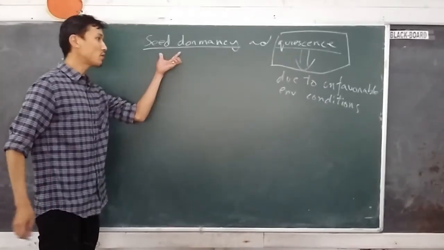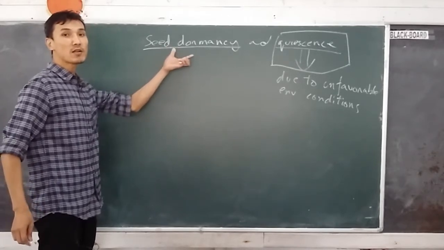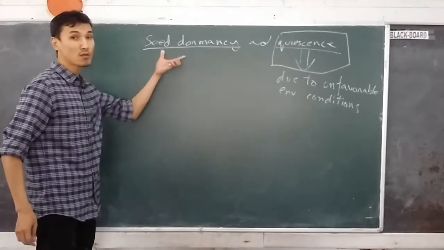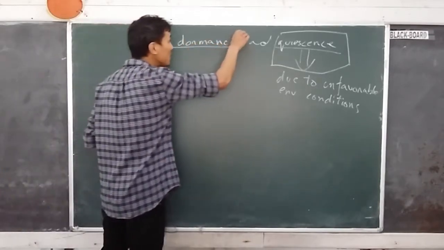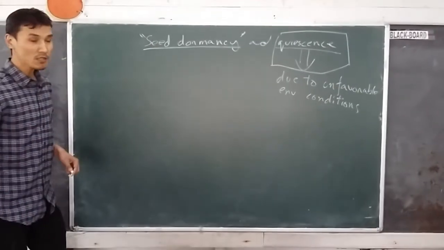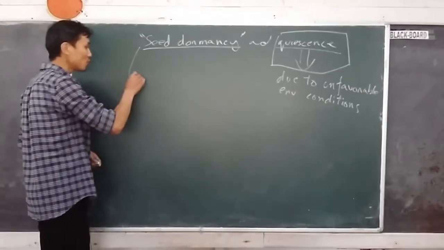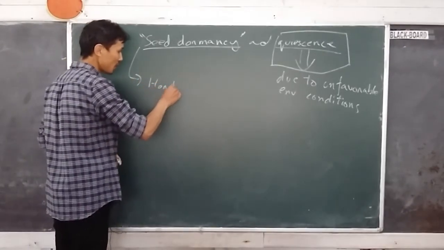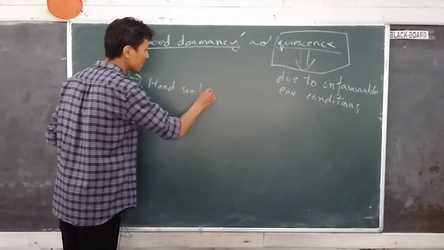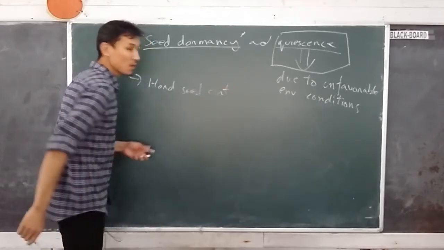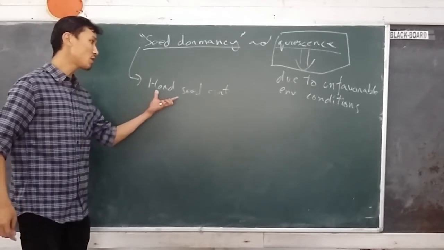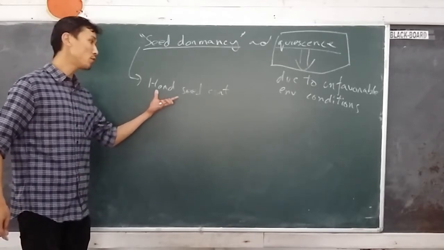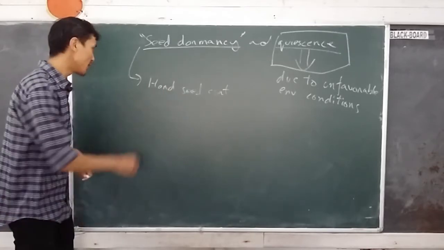But in seed dormancy, despite the environmental conditions being favorable, the seed is still not able to germinate, and such a state is called seed dormancy. Generally, seed dormancy happens due to a hard seed coat. If a seed coat is hard, then water will not enter the seed and the seed coat will not burst open, so therefore the embryo cannot come out of the seed.